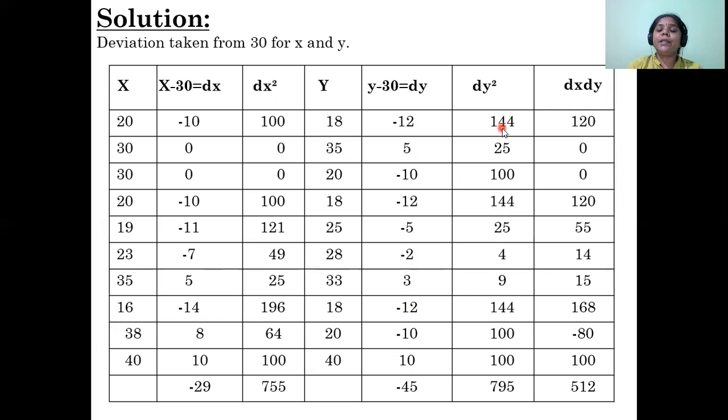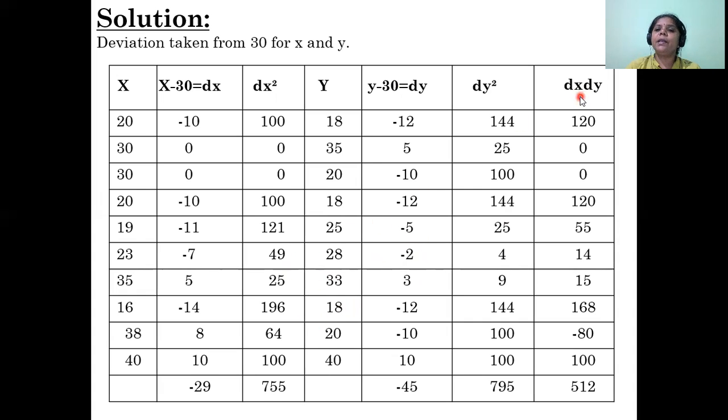Now make this as dy square. So 12 into 12, 5 into 5, 10 into 10, 12 into 12, 5 into 5, 2 into 2, 3 into 3, 12 into 12, 10 into 10 and 10 into 10, 45 into 45. Like that you have to make the values.